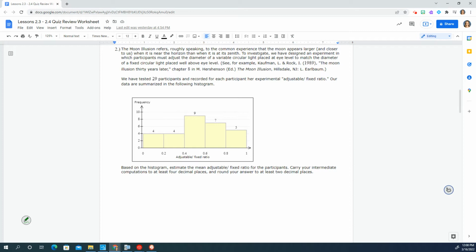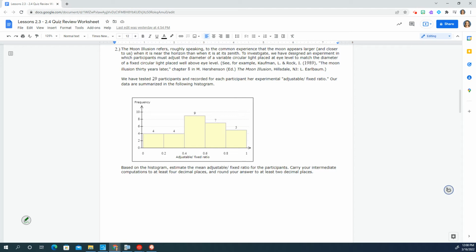So, I'm not going to read through that whole backstory there, but you tested 29 participants and recorded for each participant her experimental adjustable fixed ratio. And here's their data. So we had 4 people say their adjustable/fixed ratio was in between 0 and 0.2. 4 people in the next class.